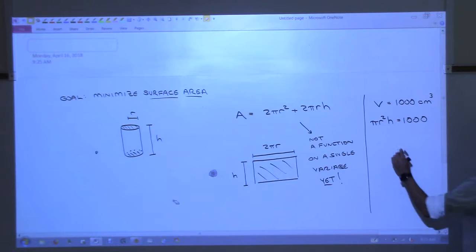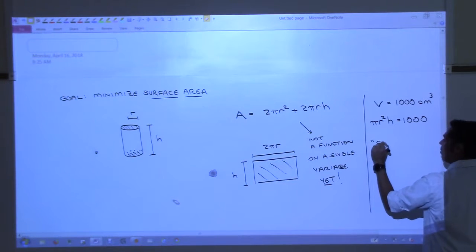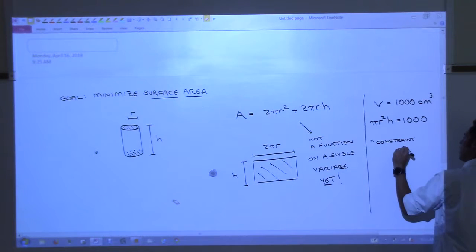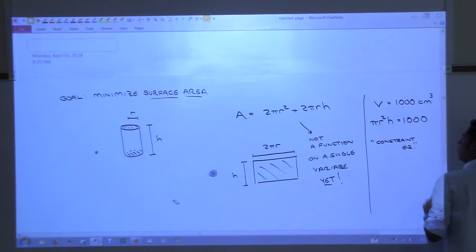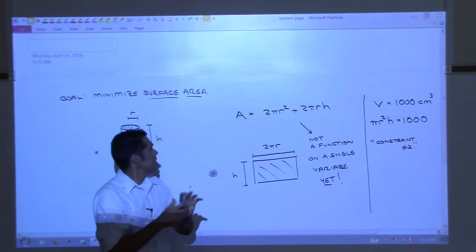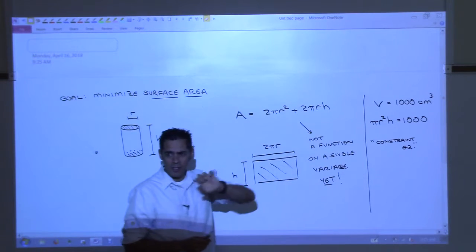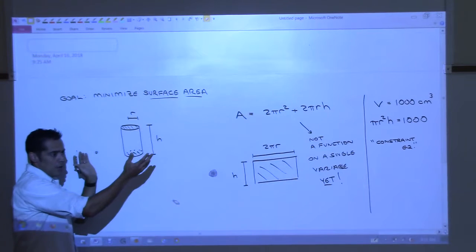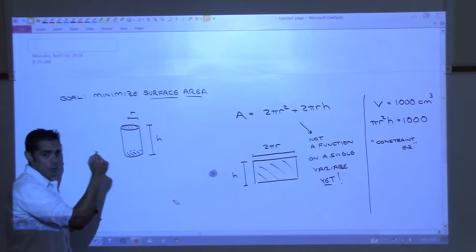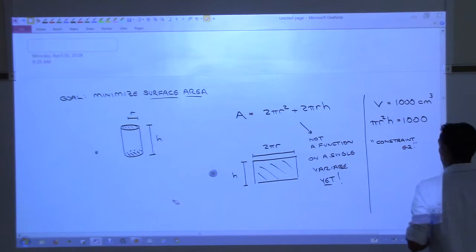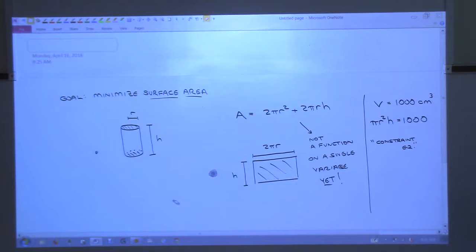This right here, I called it last time we met, the constraint equation. The reason I call it the constraint equation is that somehow it is constraining how you are allowed to adjust R and H. Right? You're not just free to let R and H be whatever you want. It has to maintain the 1 liter. So this is somehow constraining our variables. Now, how am I going to use this, though?